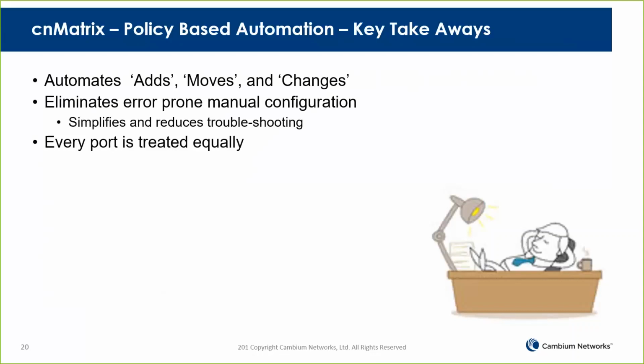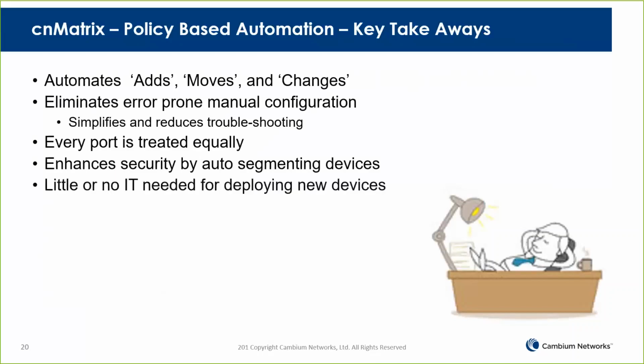Every port is treated equally. You don't have to pre-configure ports 1 through 4 for access points and pre-configure ports 5 through 8 for video surveillance cameras or whatever. Those days are gone. With these policies, you plug any device into any port, and the switch is automatically configured. It enhances security by auto-segmenting devices. You plug a device in, we do a profile match on that device, and we automatically segment it into the correct subnet or VLAN.